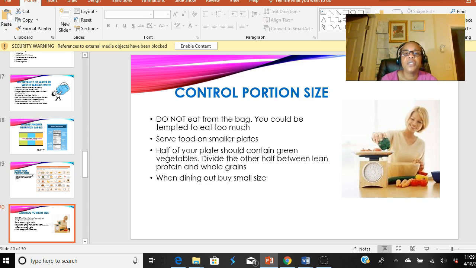Half of your plate should contain green vegetables. Divide the other half between lean protein and whole grains. And by lean protein, we mean protein that has had the fat trimmed. And whole grains are brown rice or quinoa or bulgur or whole wheat flour. And when you're dining out, buy the small size. So if you want to try that shake, instead of buying the large, buy the small, because it will definitely have fewer calories.